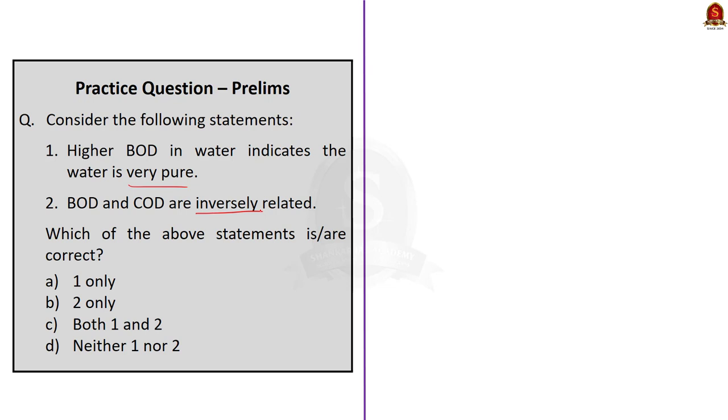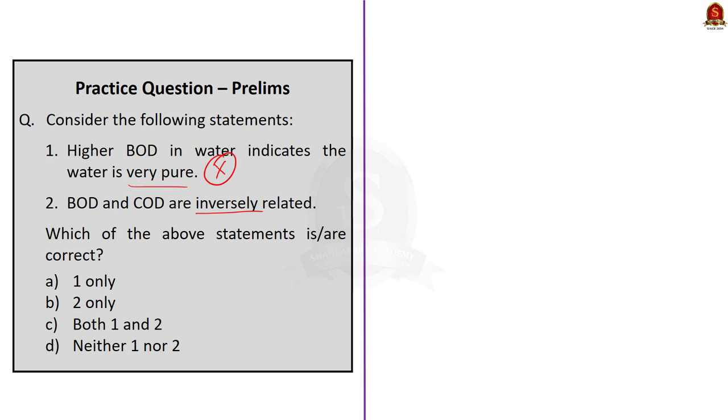Coming to the first statement, here it is incorrect because when the BOD level is higher in water, it indicates that there is more oxygen demand by the microorganisms. It also means that there is more organic matter to be decomposed. Hence, higher BOD indicates that the water is very impure. So, statement 1 is incorrect.